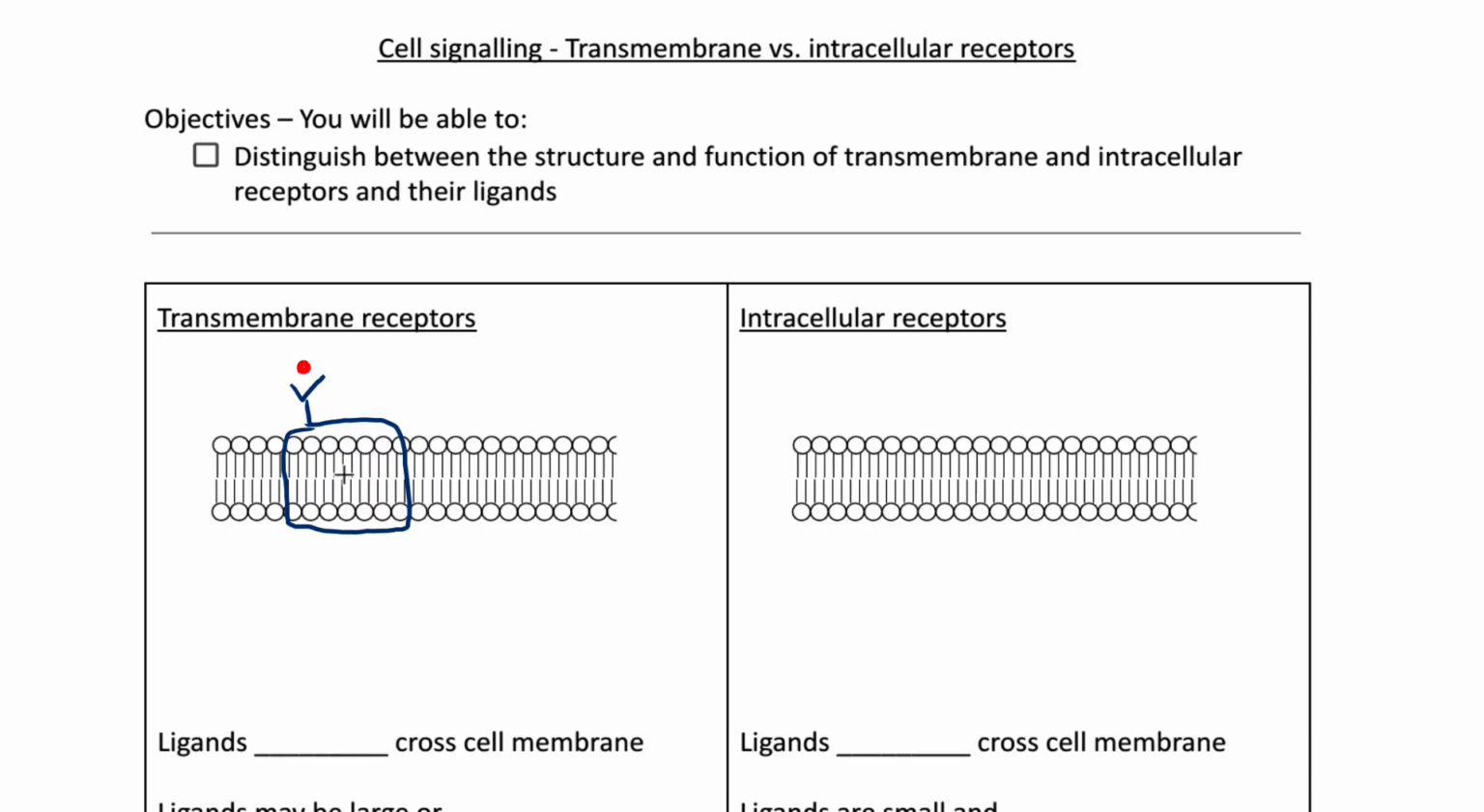The ligand stays outside of the cell, and then a signal transduction pathway or a signaling cascade carries the message through the inside of the cell. The ligand stays on the outside.